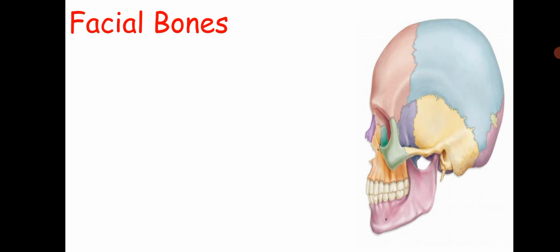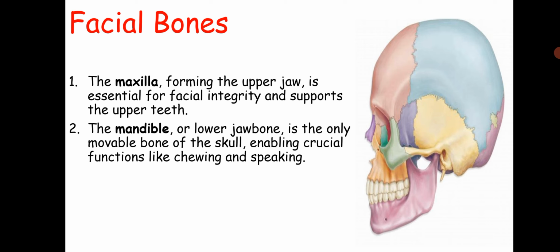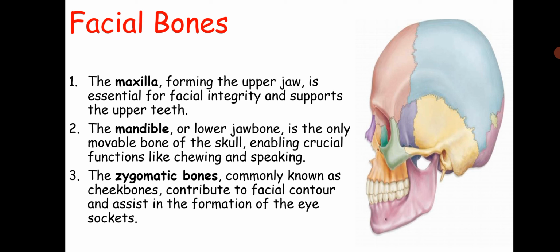Now let's talk about the second category of the skull bone, that is the facial bone. In facial bone we have the maxilla. The orange color bone here you can see in the diagram is the maxilla. It forms the upper jaw that is essential for facial integrity and supports the upper teeth. The second bone you can see is the mandible. The pink color bone that forms the lower jaw is the mandible. It's the only movable bone of the skull that enables crucial functions like chewing and speaking.